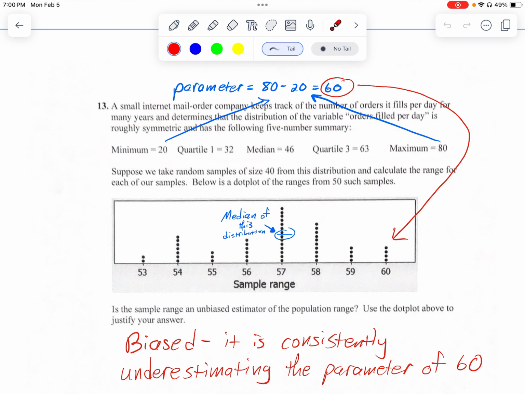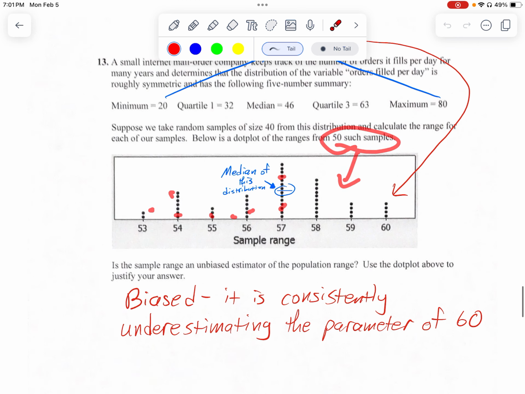And they are collecting random samples of 40 and calculating the range. So the range is the max minus the min. 80 minus 20 is 60. So we know the parameter, the range of the entire population. It is 60. But they're taking samples to try to estimate this range, okay? And they have taken 50 samples. That's why down here there are 50 dots, okay?